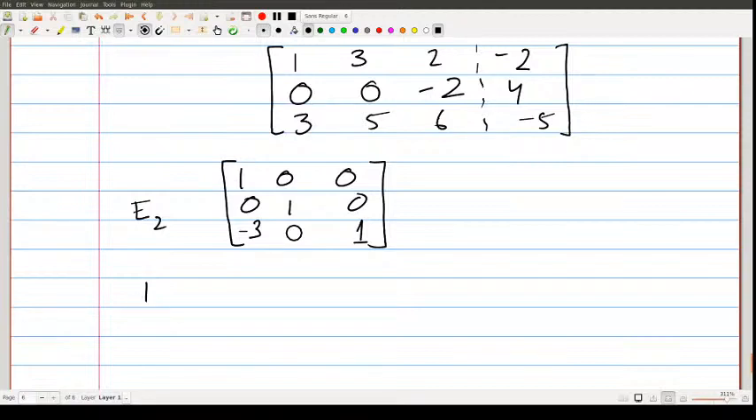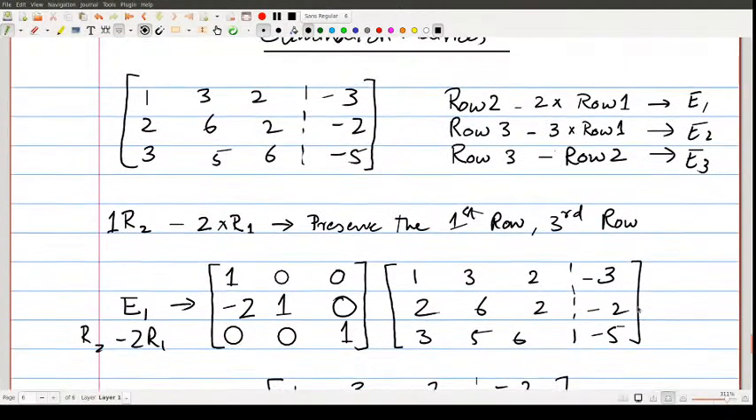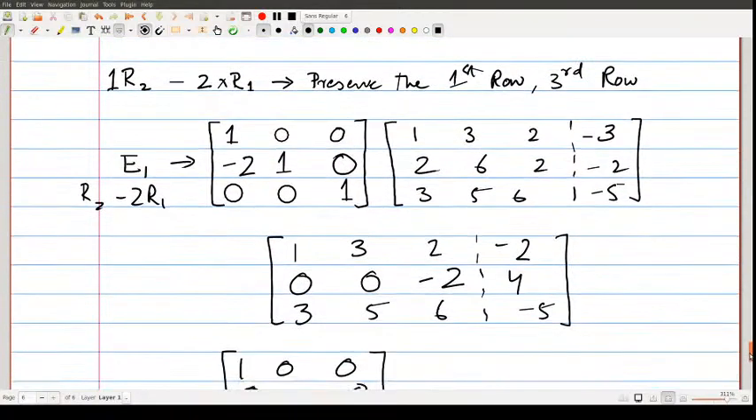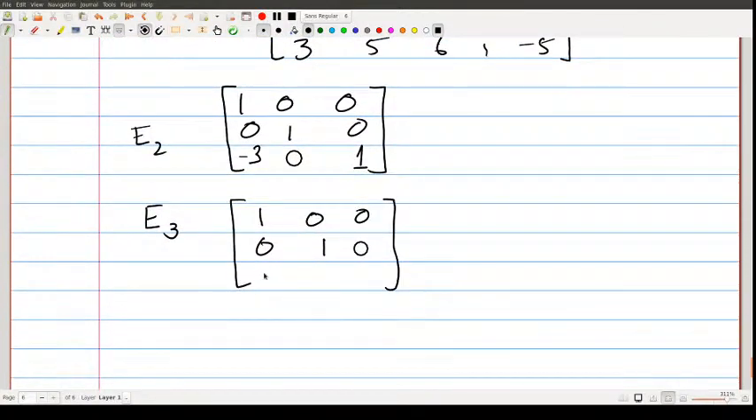And finally you can do E3, which is preserve the first row, preserve the second row, and for the third row what you want is to take row 3 minus row 2. So 1 of the third row, and negative 1 of the second row. So I'll get 0, minus 1, and 1.